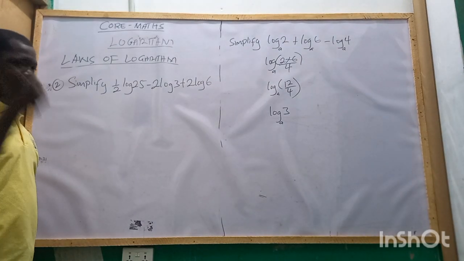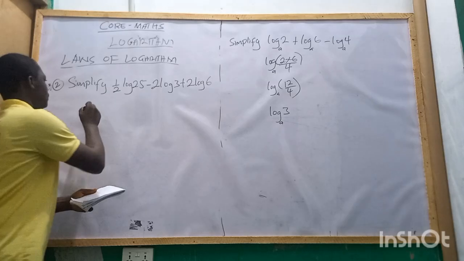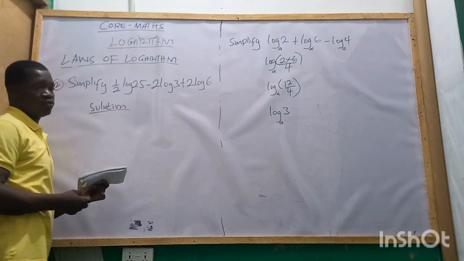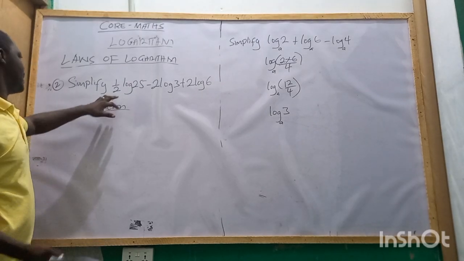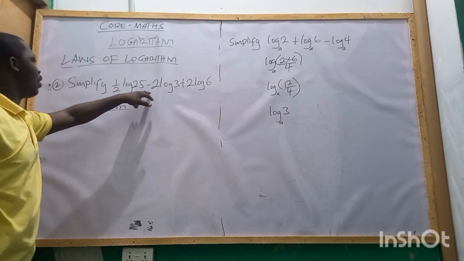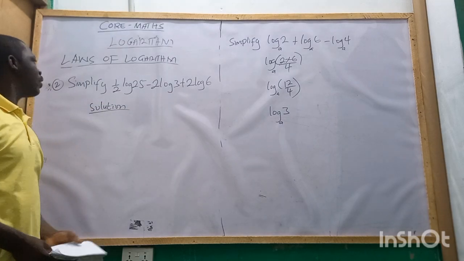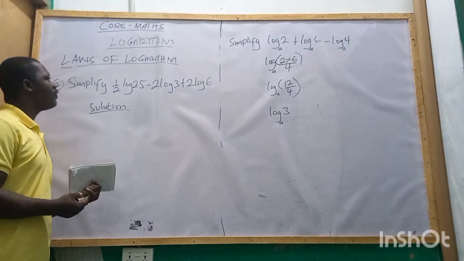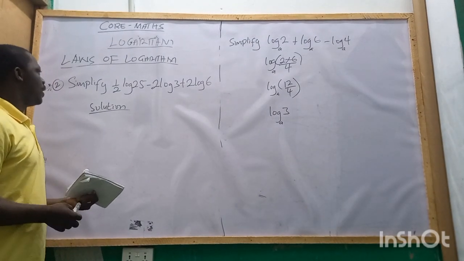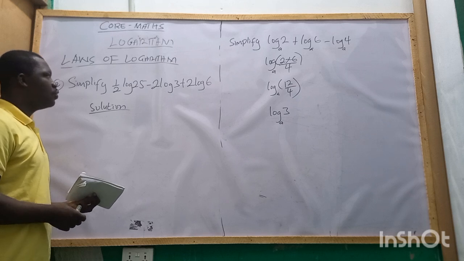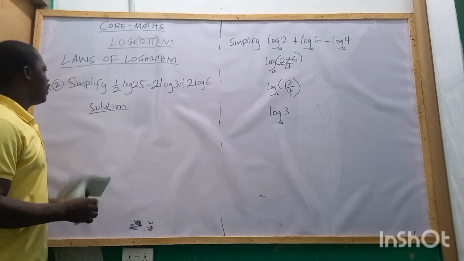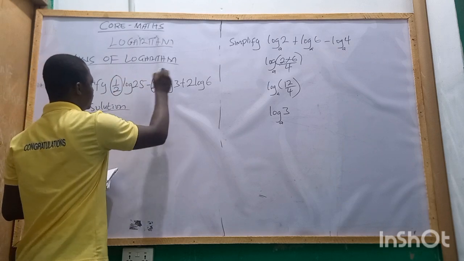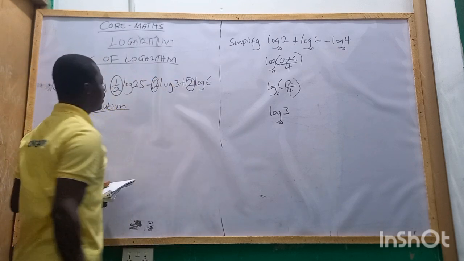So we'll simplify it. So first, what you are supposed to do is to take the numbers in front of the log off. So how do we take it off? We use the what? The exponent law, right? So 1 over 2 log 25 minus 2 log 3 plus 2 log 6. I'll make sure that this 1 over 2 is not here, this 2 is not here, this 2 is what? Is not also here. So how will I do it?